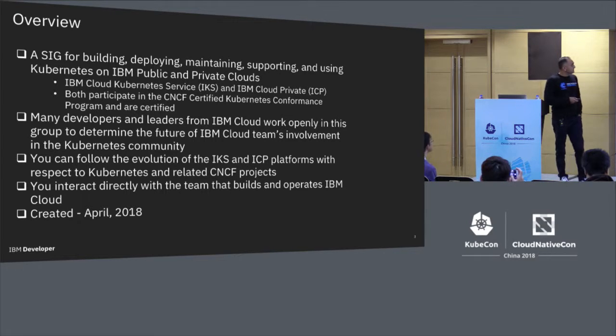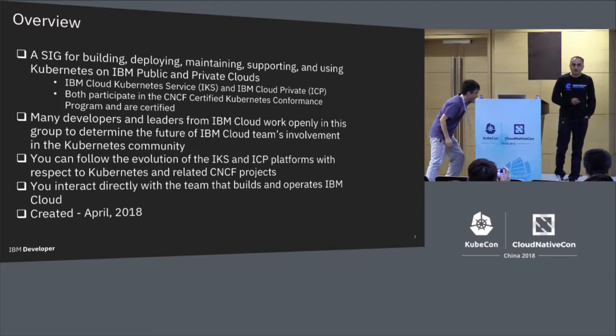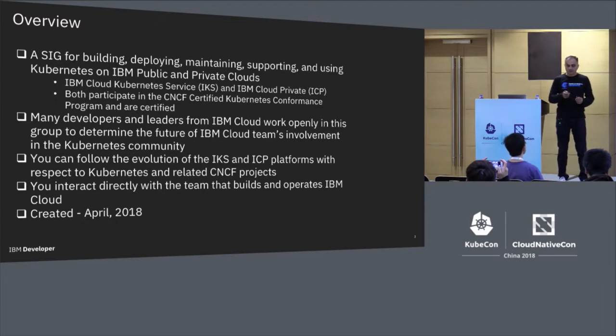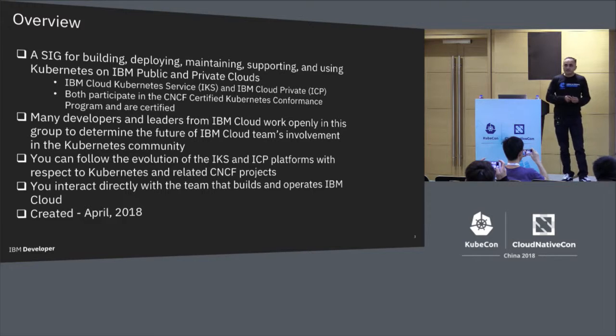Just an overview of the SIG. I think everyone is familiar with the SIG, right? There are over, I think, 30 SIGs in Kubernetes, and some of them are cloud provider SIGs. The IBM Cloud Special Interest Group is about how we support, use and leverage Kubernetes with IBM public and private clouds. As I said, we have IBM Cloud Kubernetes Service on the public side, and then IBM Cloud Private, which is on-prem, or even runs in the public cloud, but on its own.